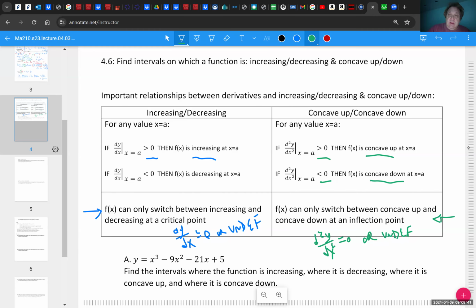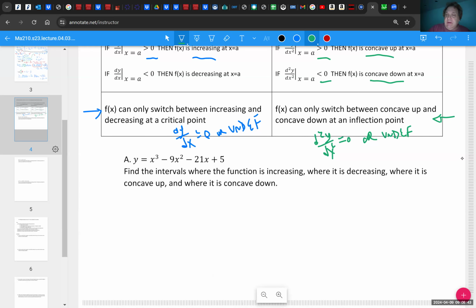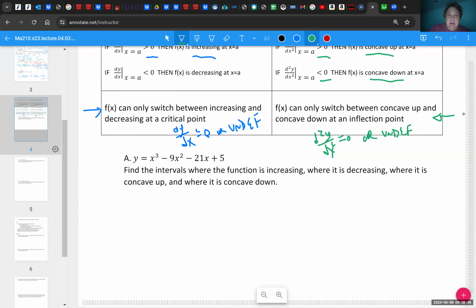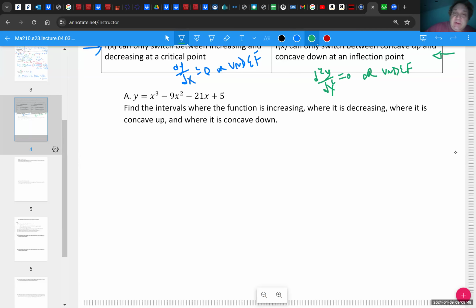All right, so my first function here is a function I've used several times before: x cubed minus 9x squared minus 21x plus 5. It's a nice function to illustrate things. We're trying to find where the function is increasing, decreasing, where it's concave up, concave down, just like we mentioned in the intro. Okay, so we're going to find some critical points.